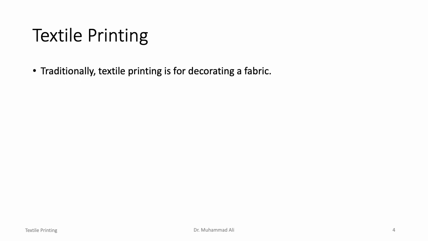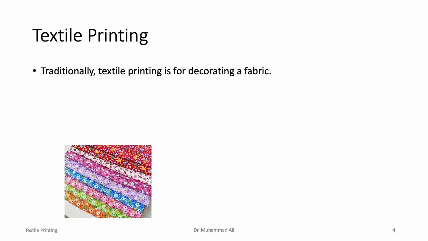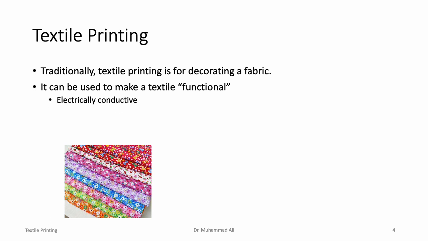As far as the end uses of a printed textile article are concerned, traditionally, textile printing is done for the purpose of decorating a fabric, for the aesthetic appeal of a fabric. However, there can be other applications of printing as well. Printing can be used to make a textile fabric functional. That is, printing can be used to impart some sort of functionality in the fabric. For example, in the form of electrical conductivity in the fabric.